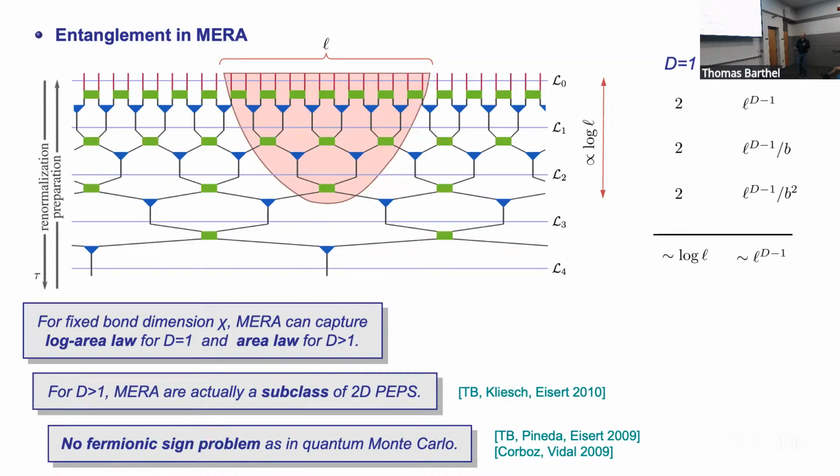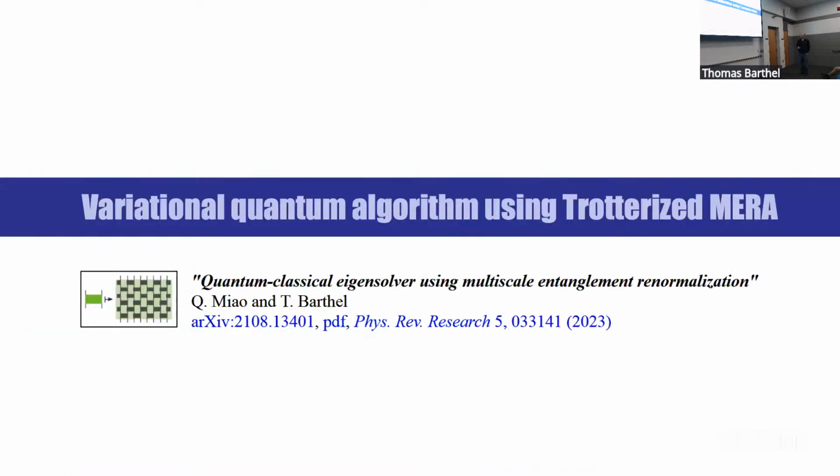So the big competitor to these tensor network approaches is quantum Monte Carlo. But for fermionic systems or also frustrated magnets, quantum Monte Carlo typically has this negative sign problem where the sampling becomes exponentially inefficient. And here in these tensor networks, you can take care of the anti-symmetrization with just a marginal overhead. So there's no sign problem. Okay, so how do we put this now on the quantum computer?